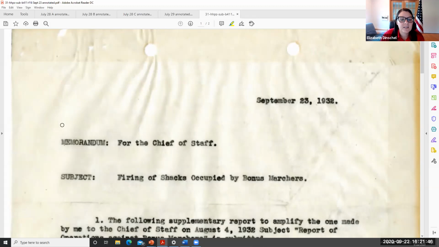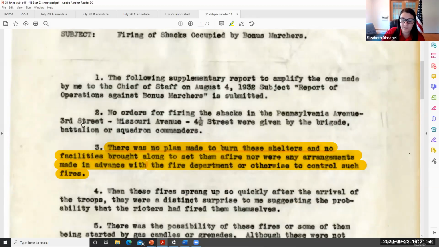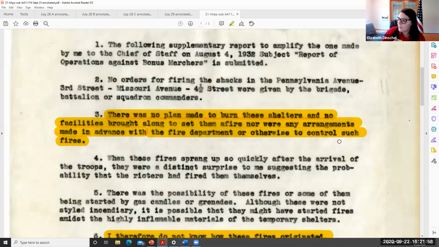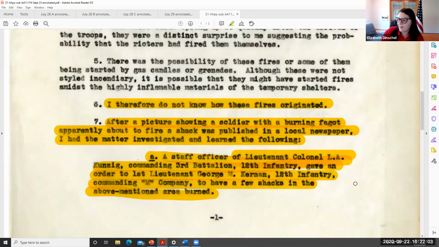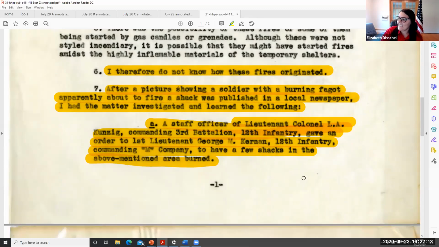Soon the empty shacks and campsites were in flames. MacArthur claimed that he had specifically prohibited the burning of the camps and that they had been set ablaze by burning or by fleeing rioters. And so he says that here, there is no plan to burn these shelters. He said, I don't know how they originated. But then bam, the military has a picture of a soldier setting fires. So what has happened here? It says that they gave an order to back burn basically campsites so that the fires wouldn't spread.